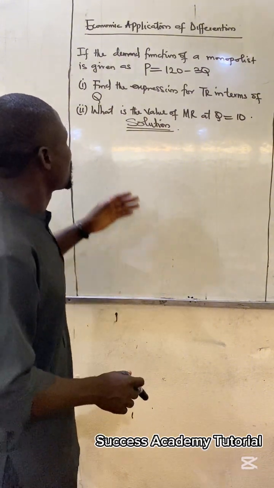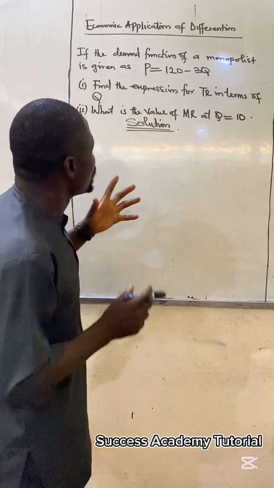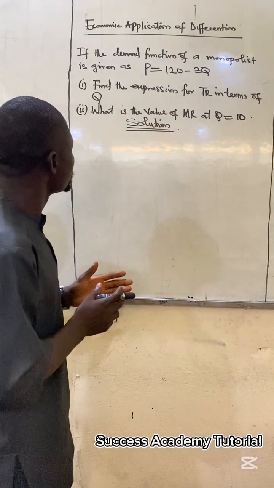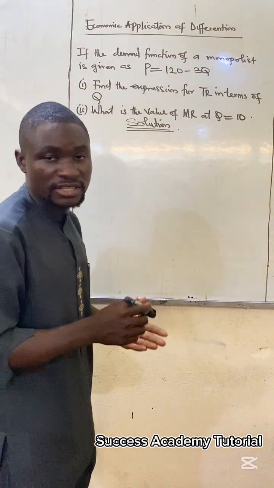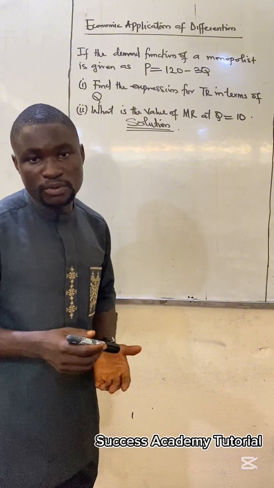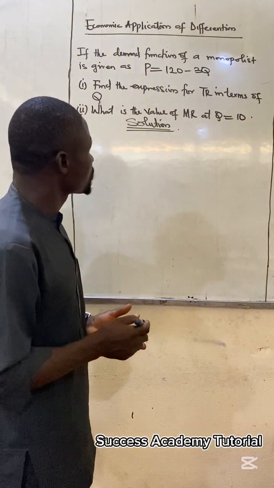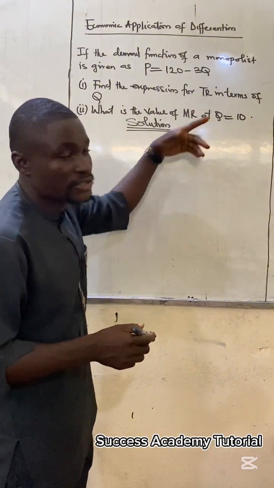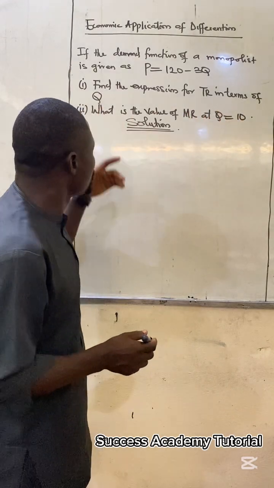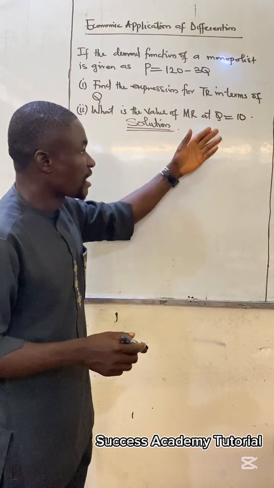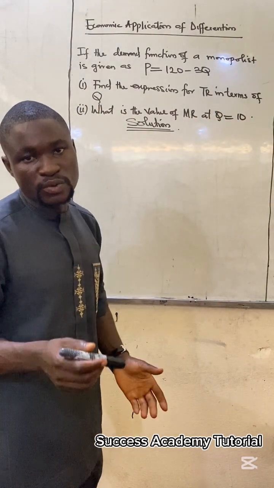Look at this: the demand function of a monopolist is given as P is equal to 120 minus 3Q. That's the demand function of a monopolist. Find the expression for total revenue, TR, in terms of Q. What is the value of MR at Q equals 10? So we want to look at that.